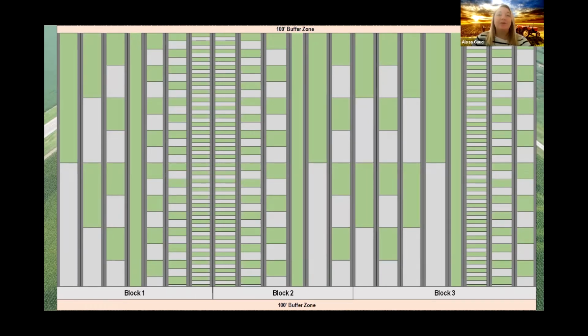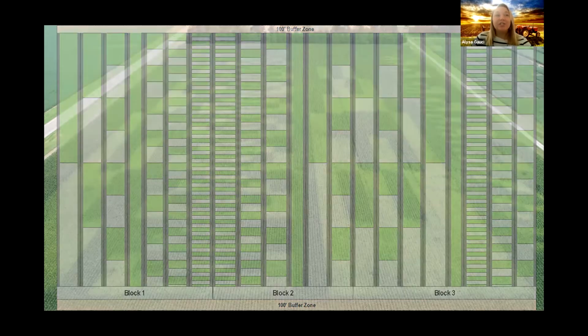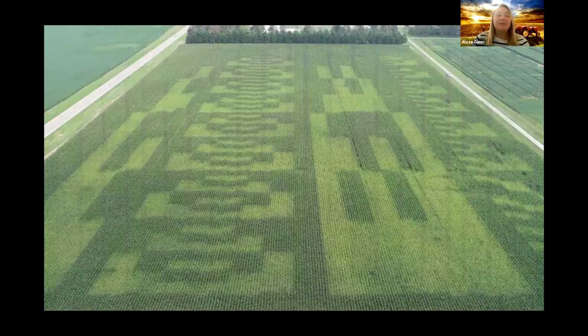This is what the original plot plan looked like, with high yield areas hoping to be in green where we applied nitrogen, and then the exact opposite for gray, so no nitrogen applied there. And luckily, this was transcribed pretty well, as you can see from this mid-season aerial shot that we got.